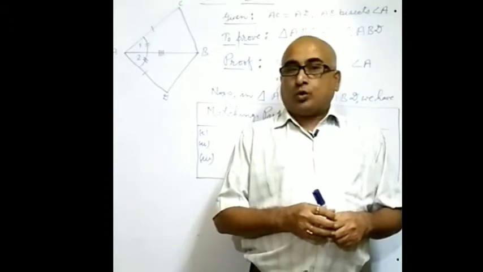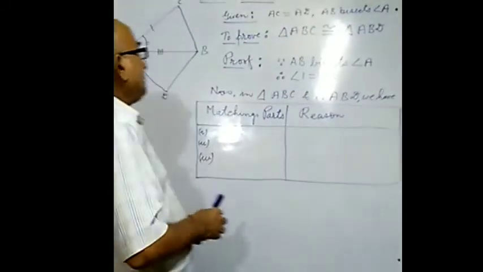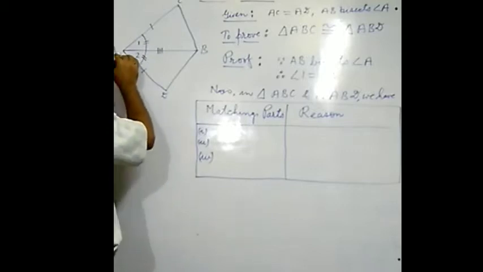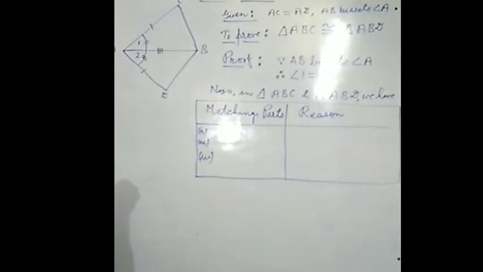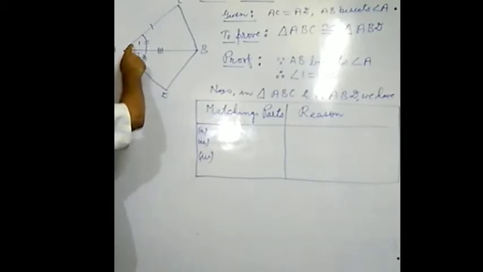Question number 1, you may observe here what is given. ACBD is a quadrilateral in which AC equals AD. It is given there. Again, AB bisects angle A. What is the meaning of bisection? It means angle A, the complete angle, is divided into two equal parts, that is angle number 1 and angle number 2.